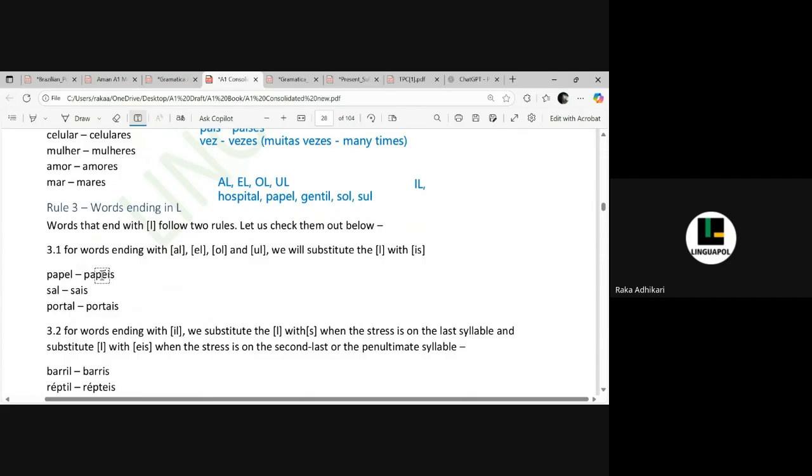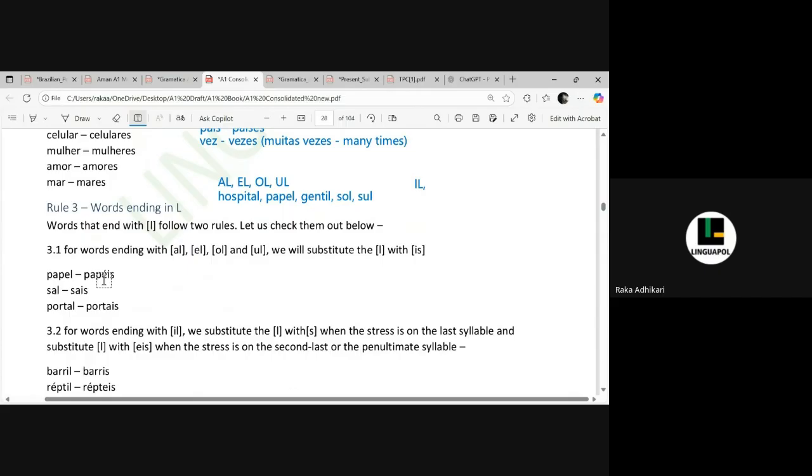So papel becomes papéis. PAPEL. We have EL at the end. So we remove the L and we add IS. So it becomes papéis. Sal becomes sais. We remove the L and we add IS. So it becomes sais. Portal becomes portais. Like this, whatever words we have, we will remove the L and we will add IS.